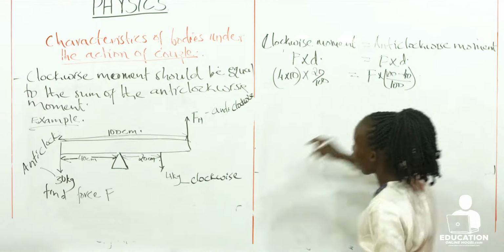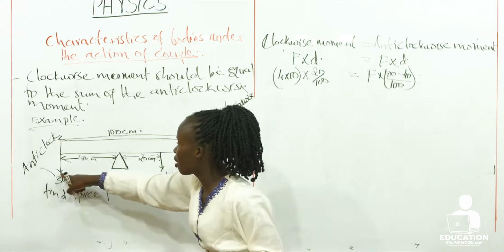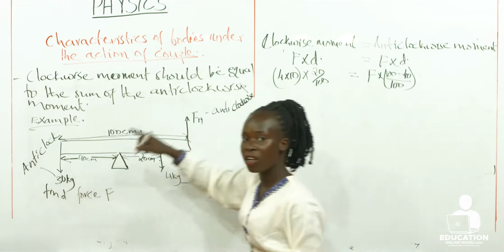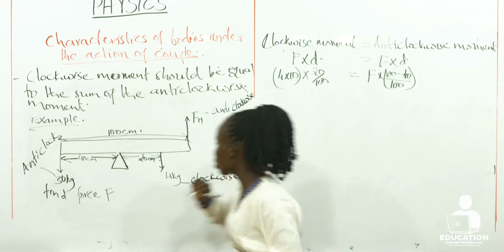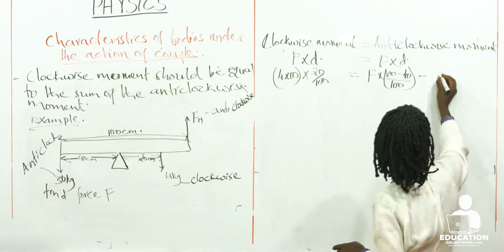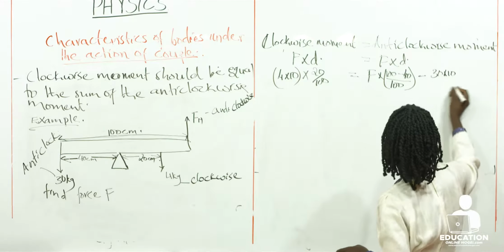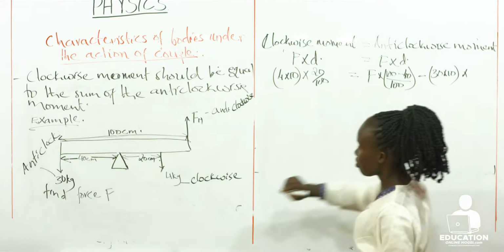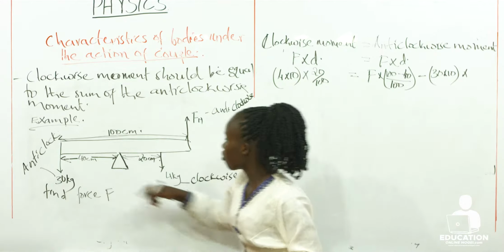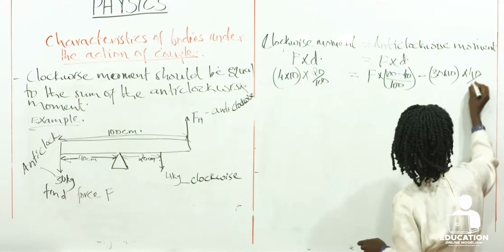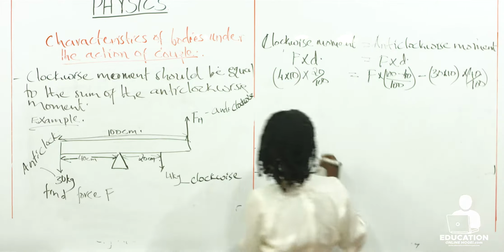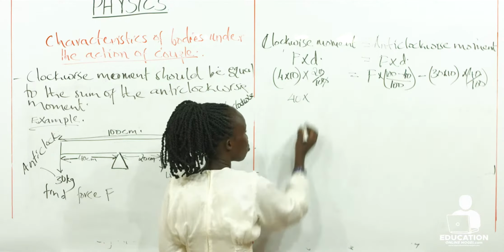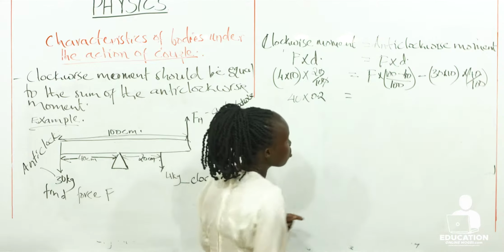But this time we still have this force acting parallel to this one. Since they are all anti-clockwise, we are going to subtract. This one is in a different direction and the other one is in a different direction. We shall have minus our 30 times 10, multiplied by the distance of this 30 from the pivot, which is 40 centimeters, 40 out of 100. So this will give us 40 times 0.2 equals F.